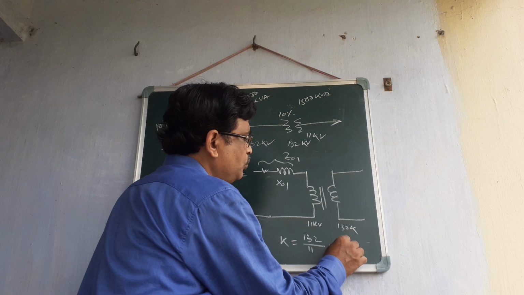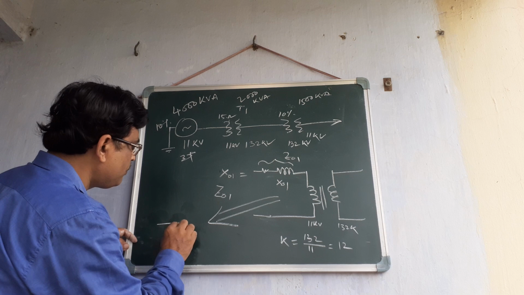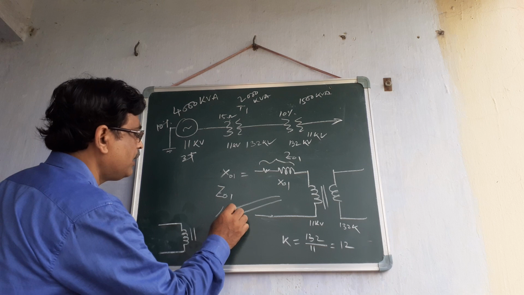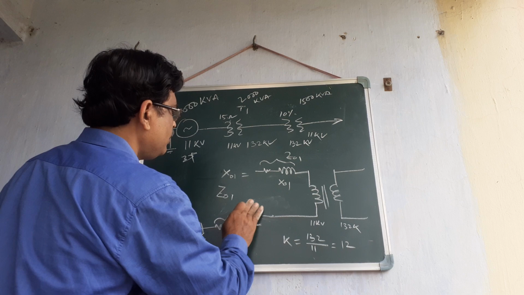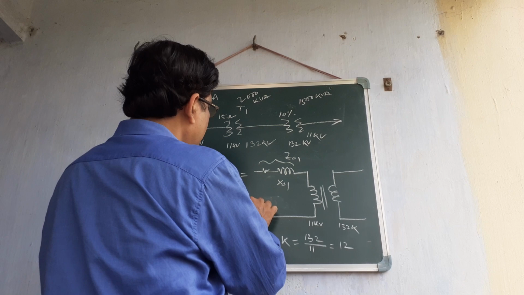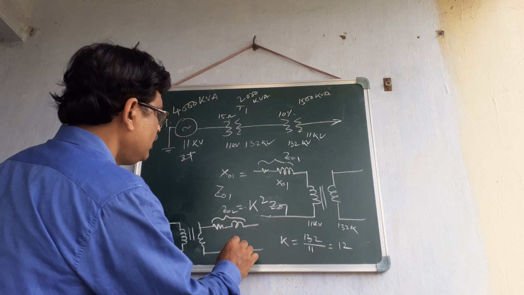So if there is no reactance in the primary, and we transfer the reactance to the HT side, how much will it be? If it is Z02, then it will be K square Z01. Or if we only consider the reactance, then it will be K square X01.